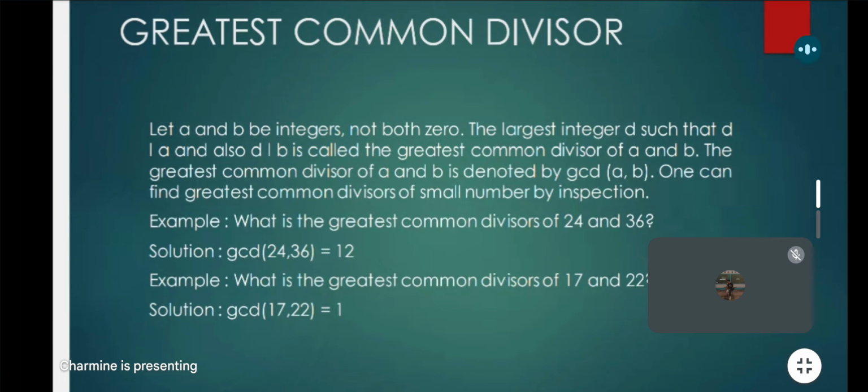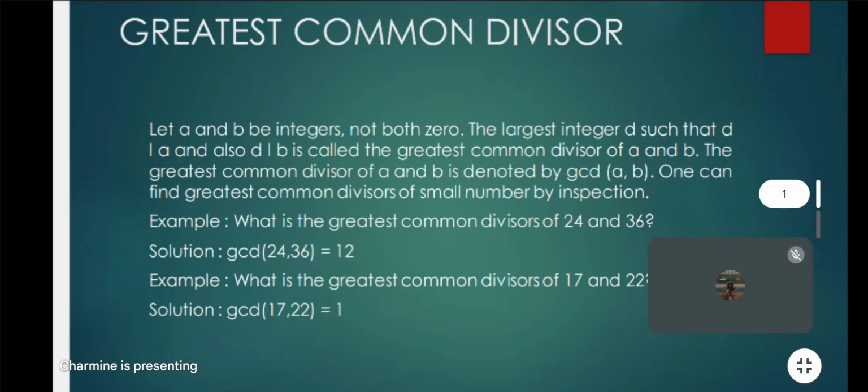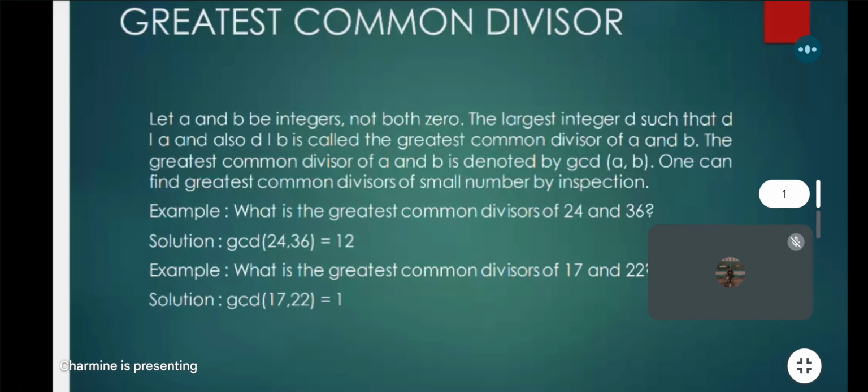The greatest divisor of a and b is denoted by GCD of a and b. One can find the greatest common divisor of small numbers by inspection. Example: what is the greatest common divisor of 24 and 36? The greatest common divisor of 24 and 36 is 12, because 24 and 36 are divisible by 12.